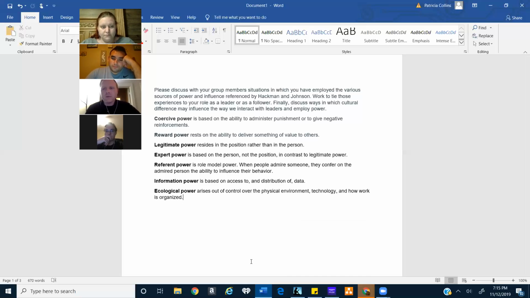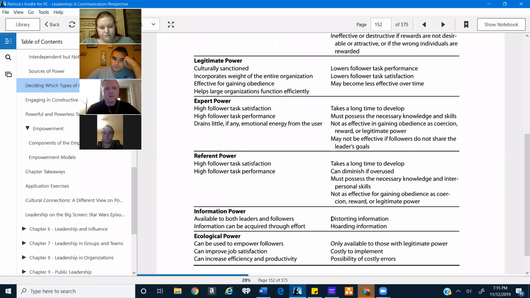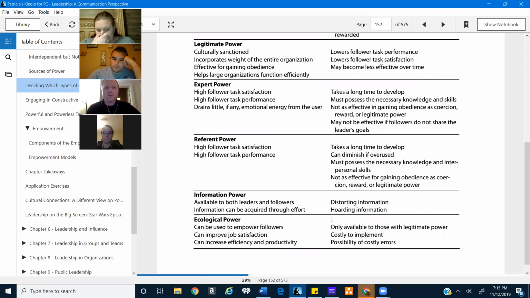Does anyone have any insight or thoughts on the information or ecological power? I was thinking of people who don't give up the information, who feel like hoarding the information gives them the power or the knowledge. I've studied power in other classes, but it was only the first 5.